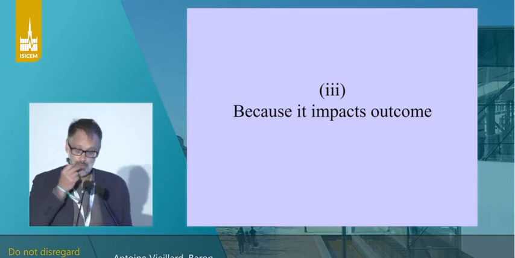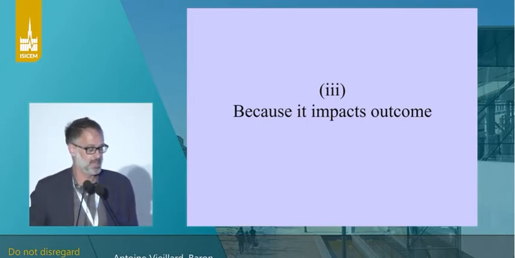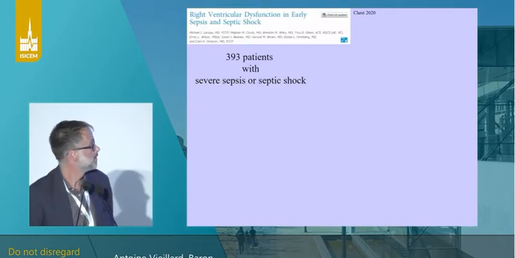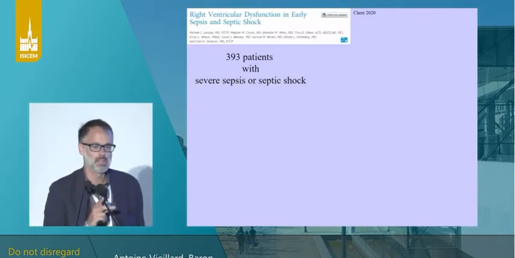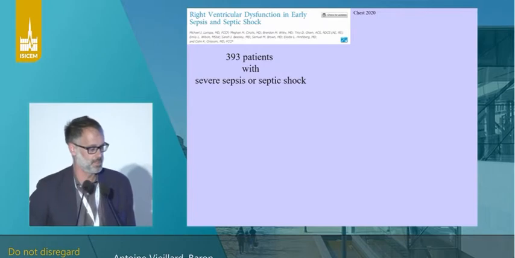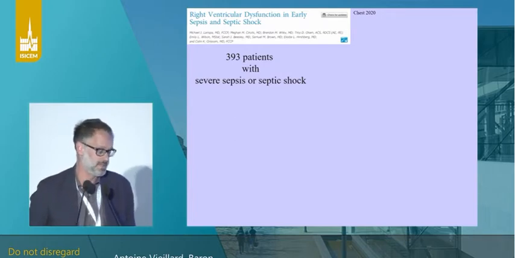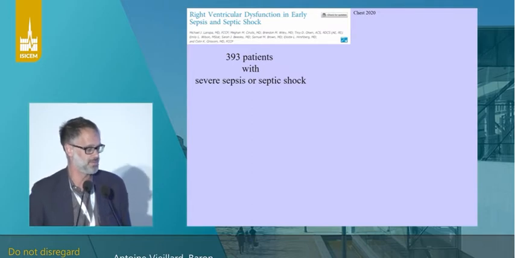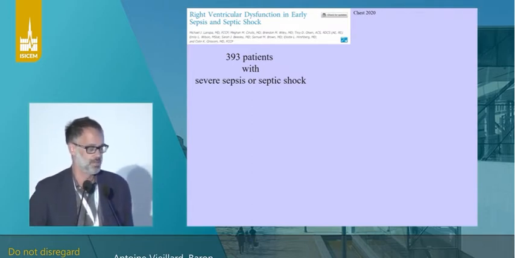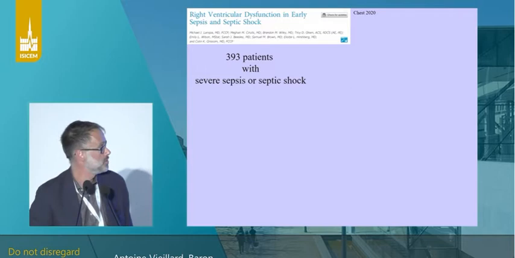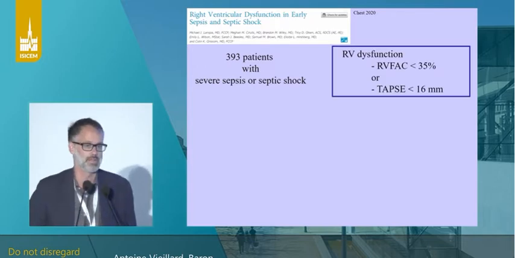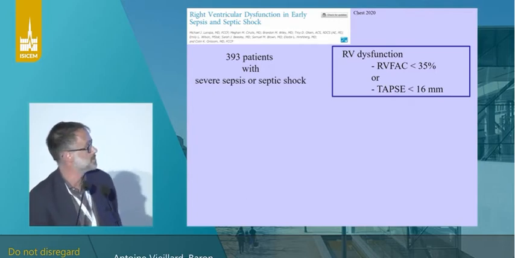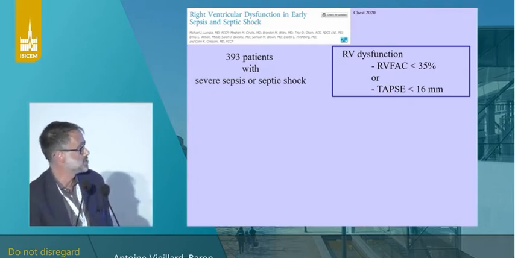The third reason is that clearly we know that it impacts the outcome. You have this study performed in less than 400 patients admitted in the ICU with severe sepsis or septic shock. This is the approach that I show you because they try to characterize the RV function using, let's say, cardiological parameters, the AV fractional area change, or the TAPSE.